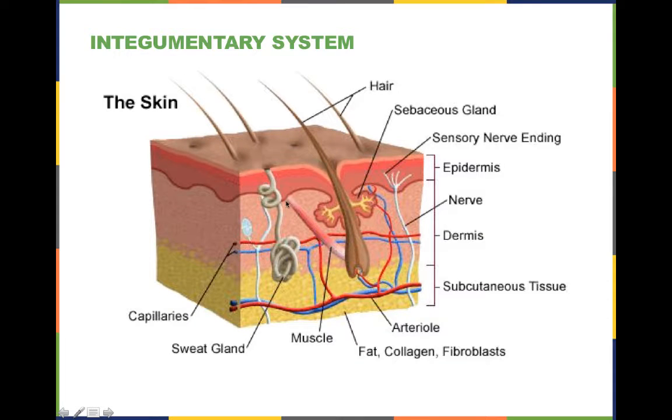Now this is called the arrector pili. This muscle actually can change the orientation of the hair and cause the hair to stand up.